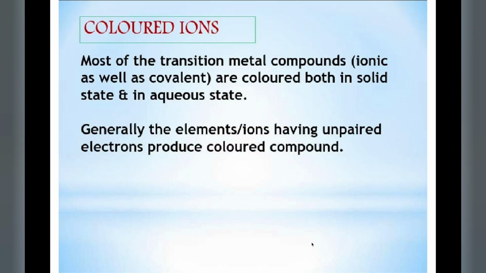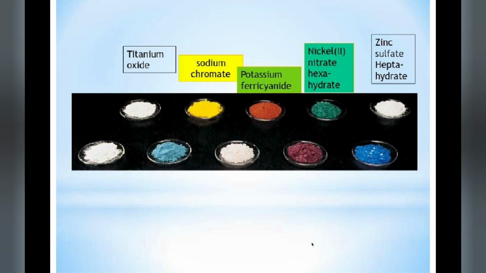The transition elements also have a tendency to form colored ions. Most of the transition compounds, ionic as well as covalent, are colored both in solid state and in aqueous state, because the elements or ions have unpaired electrons. Because of that, they produce colored compounds. You can see the different colors here.